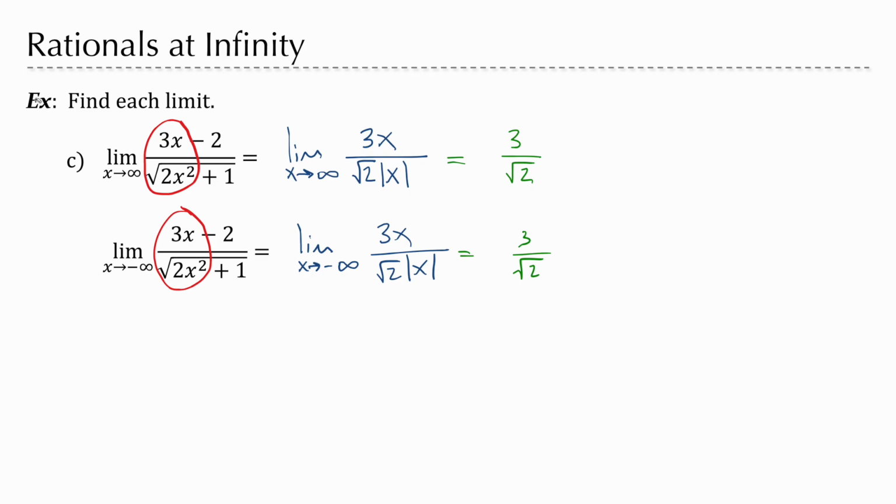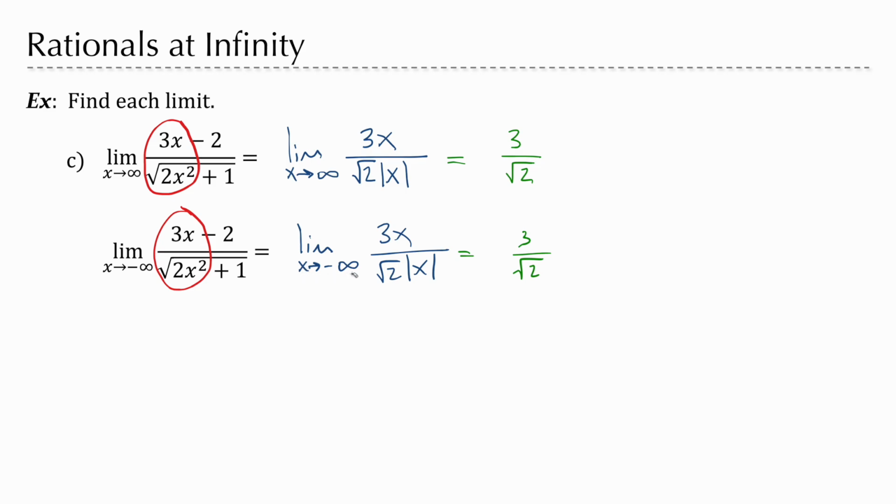But what makes them different is this. In the top, x is becoming more and more positive, right? It's increasing without bound. Now, when x becomes more and more positive, the top remains a positive number as it gets bigger, and so does the bottom. So it will just be 3 over radical 2.